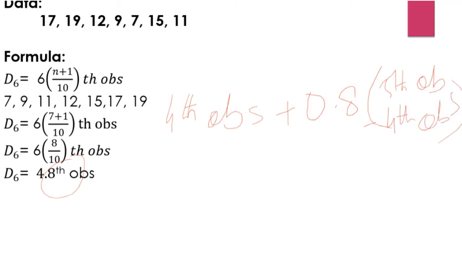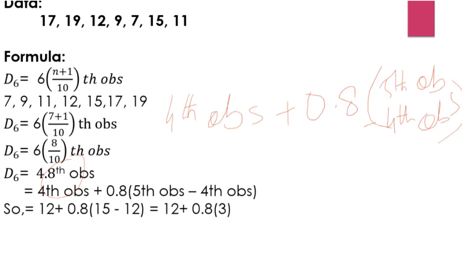So it will be the 4th observation plus 0.8 into (5th observation minus 4th observation). The 4th observation we have here is 12, counting 1, 2, 3, 12, then 0.8 into (15 minus 12), where 15 is the 5th observation and 12 is the 4th observation. Then we have 12 plus 2.4, that is 14.4.